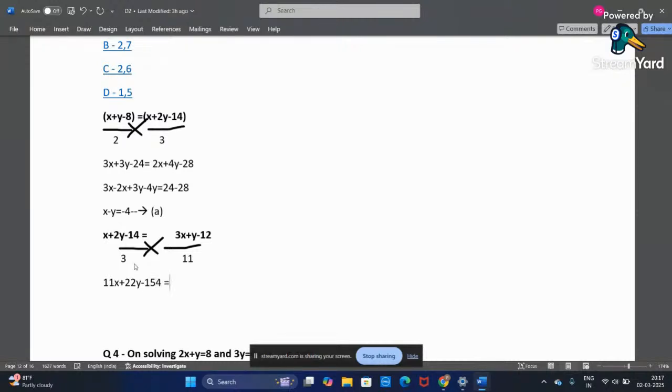Okay. Then we have to cross multiply this 3 with this equation, that we get 9x plus 3y minus 36. Any doubt in this? Then what you have to do, this x and y digit, we have to take it on left side and this digit to the right side. So 11x minus 9x plus 22y minus 3y.